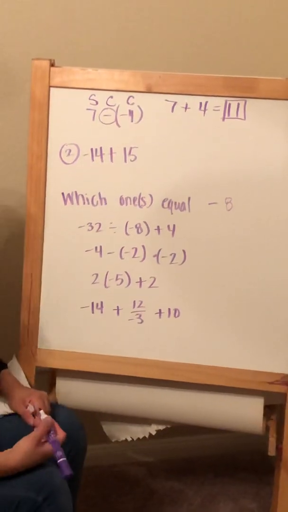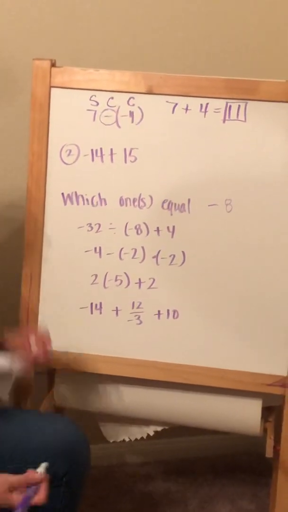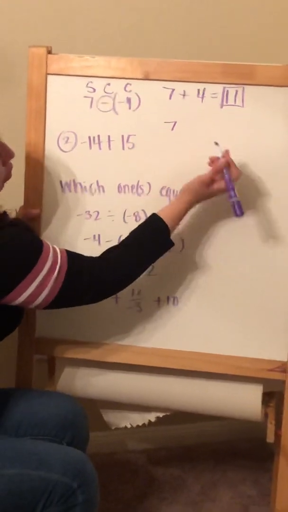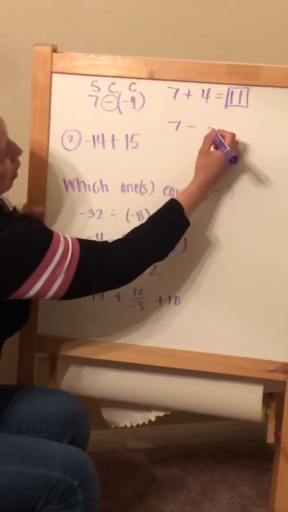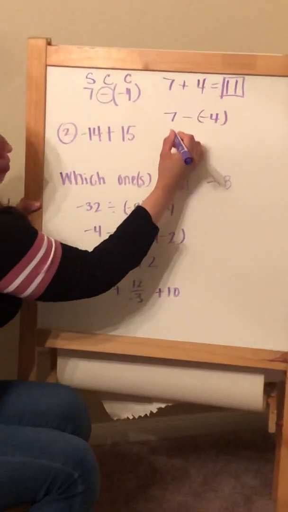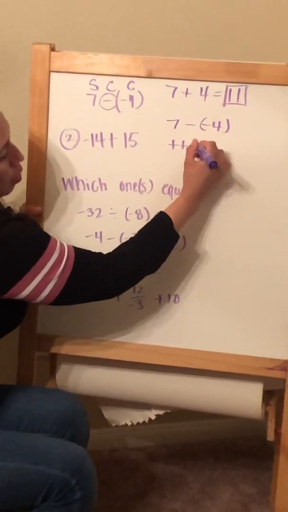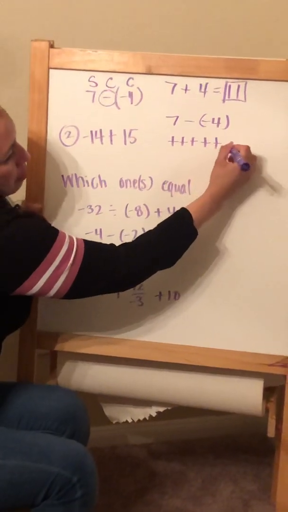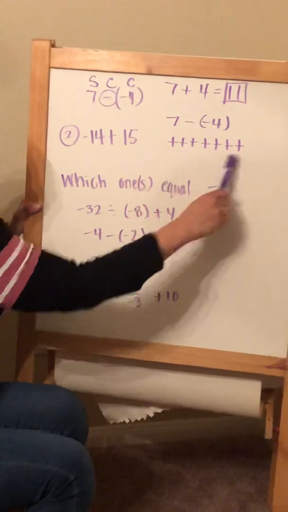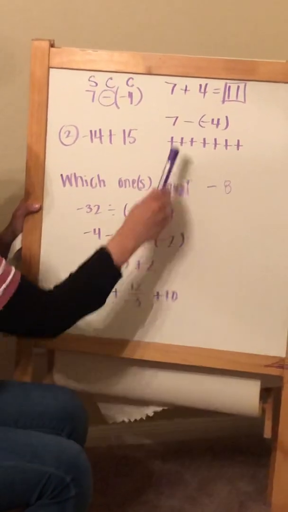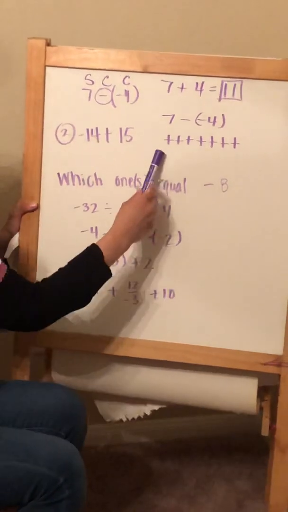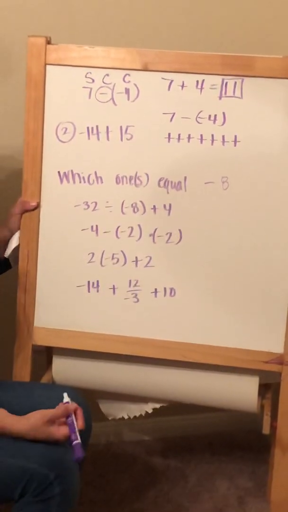Now, what if you want to see a model, right? So let's write our original problem. 7 take away -4. So let me show you what happens. You've got 7 positives. 1, 2, 3, 4, 5, 6, 7. I have all positives. They're all 7 positives. Can I take away -4? Well, no, because there are no negatives there to take away.